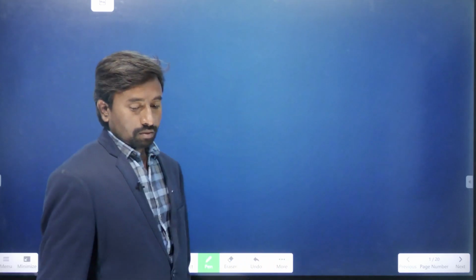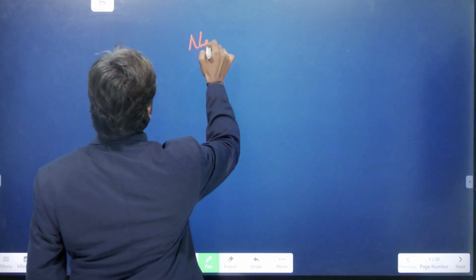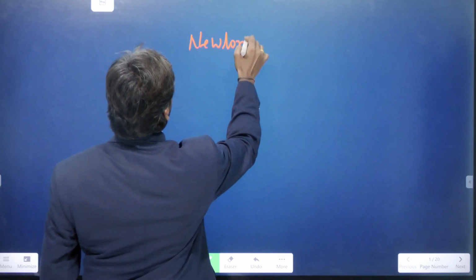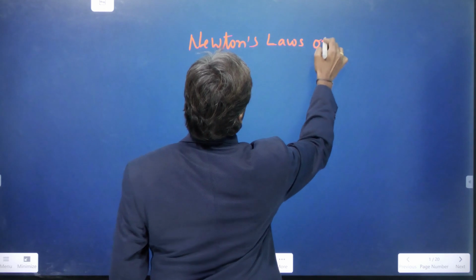Then we'll see by what laws he explained the motion of the body and the cause of motion of the body. What affects the motion of the body is nothing but a force. How the force affects the objects, the movement of the objects, that we are going to see now. So Newton's laws of motion.